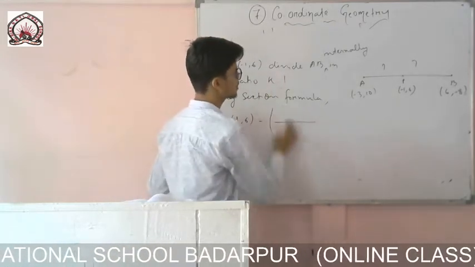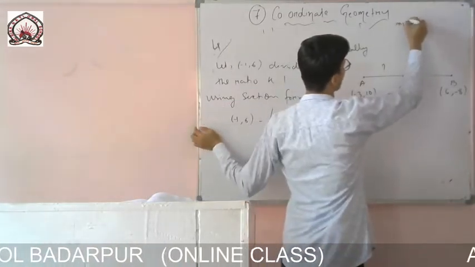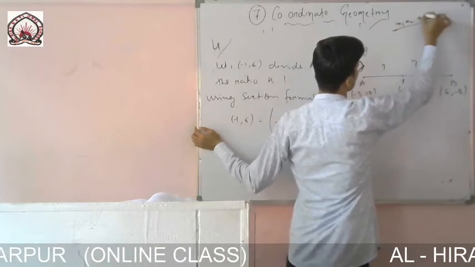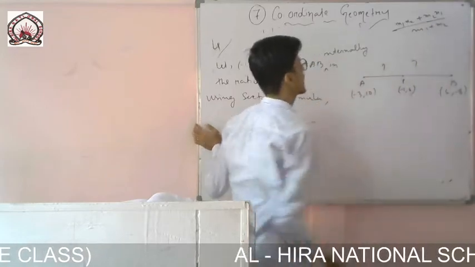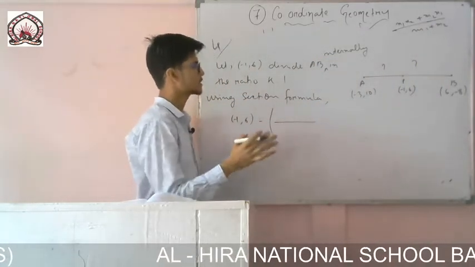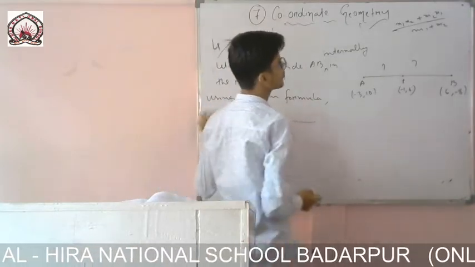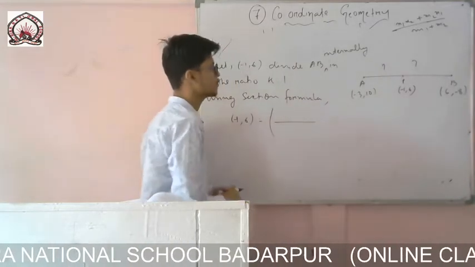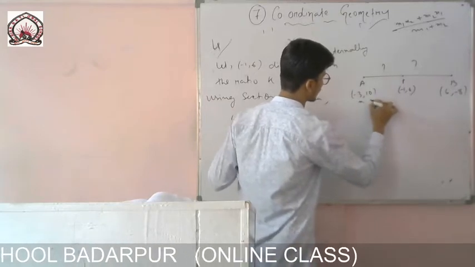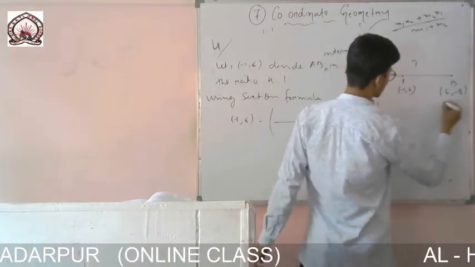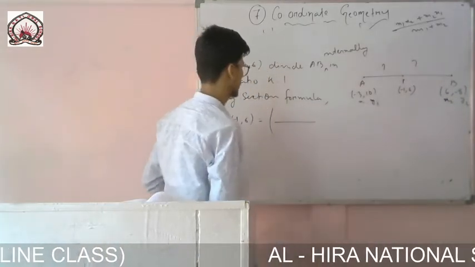So here the ratio is given k is to 1, and the formula we know is m1 x2 plus m2 x1 divided by m1 plus m2. Again and again I am writing the formula just so that you can memorize it while doing the class itself. So m1 x2 plus m2 x1 divided by m1 plus m2. Here it is x1, y1, there it is x2, y2. So now let us find.